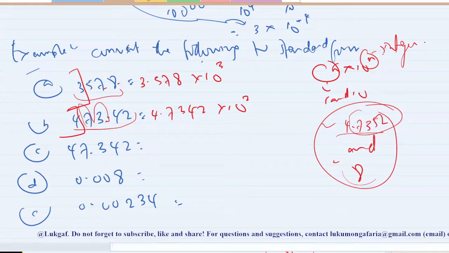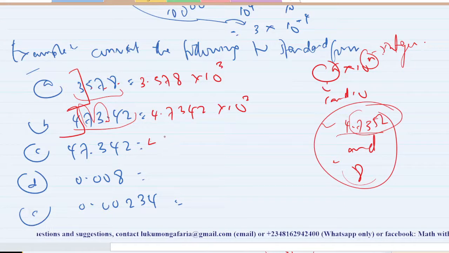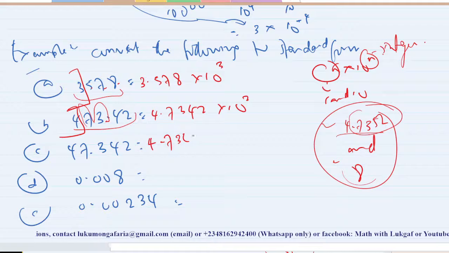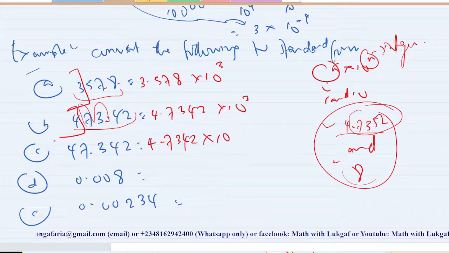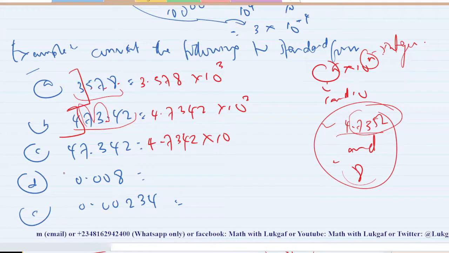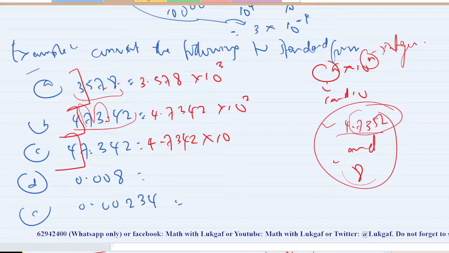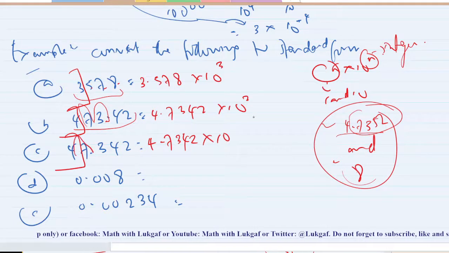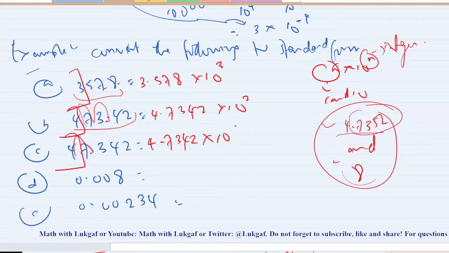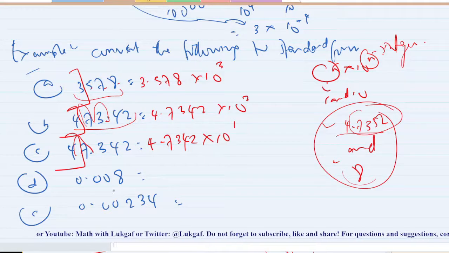You understand now? So if you want to apply this with what I've said the other time, then this is going to give me what? 4.7342 multiplied by 10 raised power what? You delete the first digit and count the number of digits after it. That is what? 1. Then you put 1 here. You understand now?